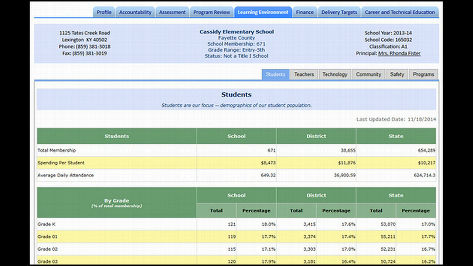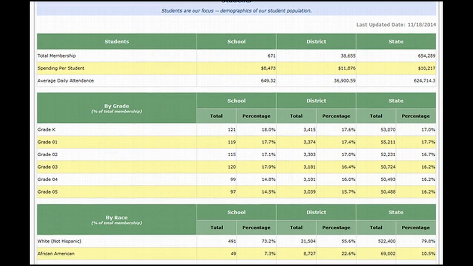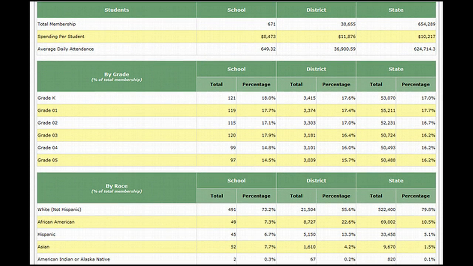Clicking on the Learning Environments tab would bring us here. And this is where we get a breakdown of the students in the school, and we get a demographic look as well. So the total membership of students in the school, 671. Spending per pupil is $8,473 per student in the school. That's a bit below the district average of $11,800 and the state average of $10,200.